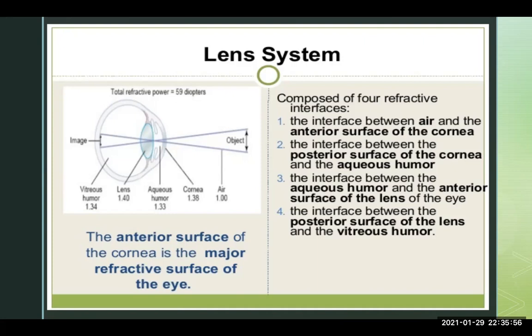About the lens system, the lens is composed of four refractive interfaces. This is the path of the light rays from the outside to the inside. They are passing through four refractive interfaces.